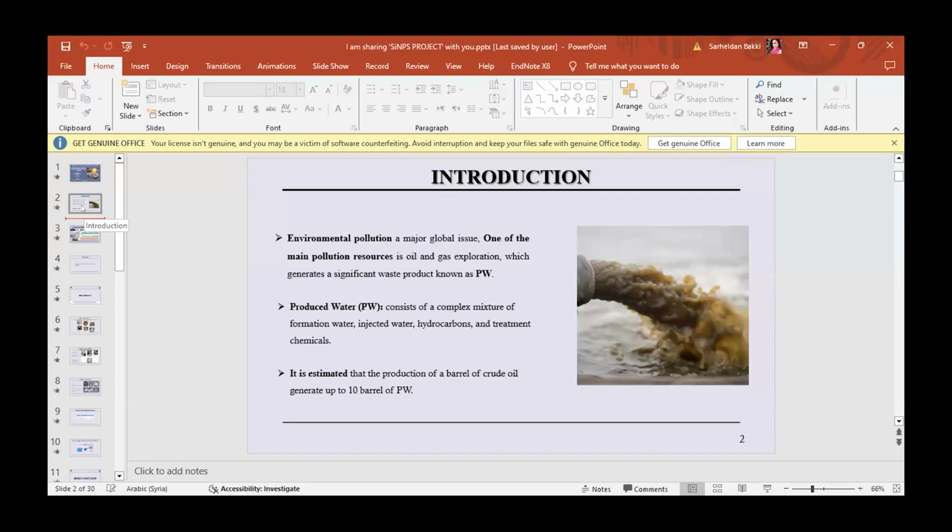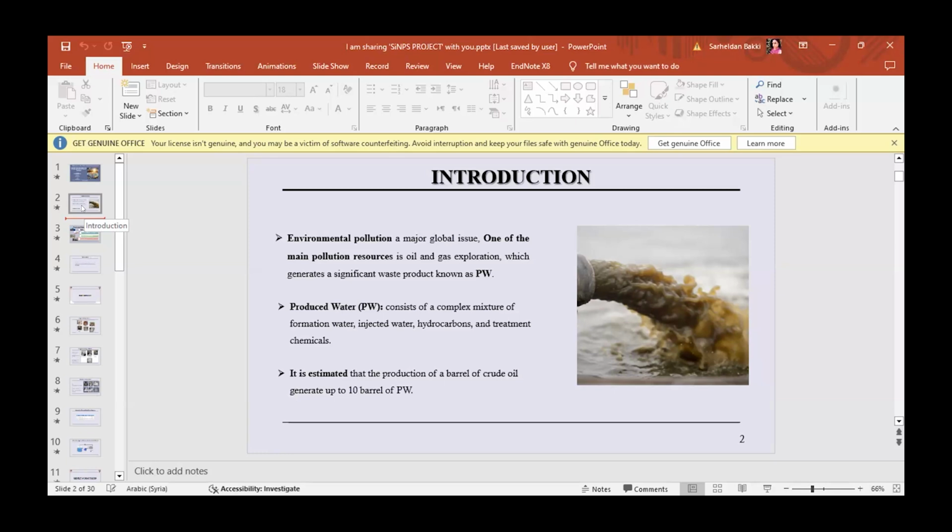As we all know, environmental pollution remains one of the greatest global challenges. Among the major contributors is the oil and gas industry, which produces a waste stream known as produced water. Produced water is a complex mixture of formation water, hydrocarbons, injected water, and treatment chemicals. For perspective, the production of a single barrel of crude oil can generate up to 10 barrels of produced water. If this water is not treated properly, it can cause severe environmental and health hazards.